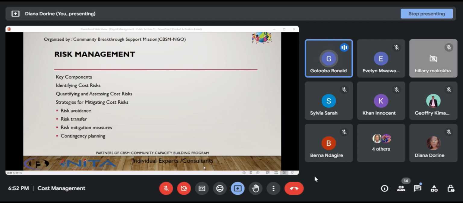Then you're supposed to communicate and report. And this is essential for successful risk management. Project managers should communicate risk information to stakeholders, ensuring that all relevant parties are aware of the potential risks, mitigation strategies, and their roles in managing these risks.